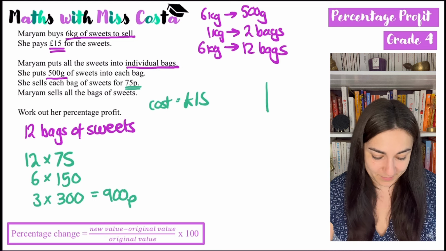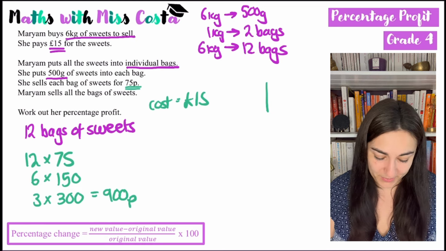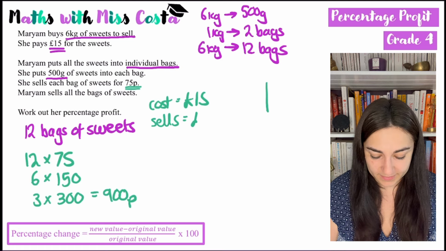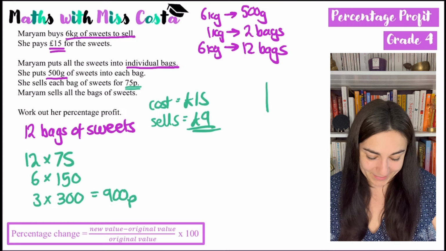Sorry, she hasn't made very much money. She hasn't made any money at all. So £9 sells for £9. Work out her percentage profit.